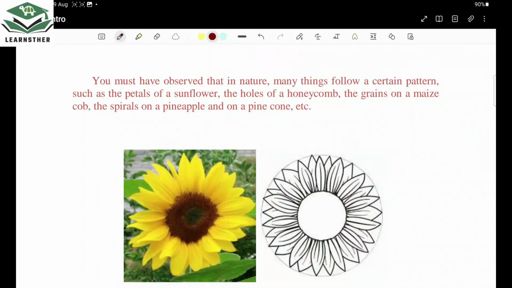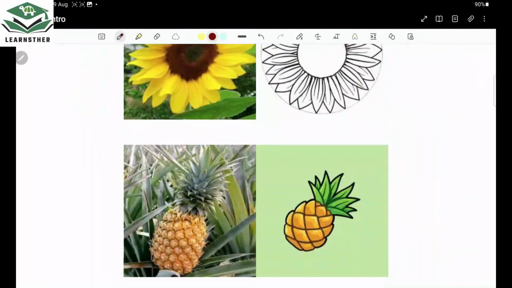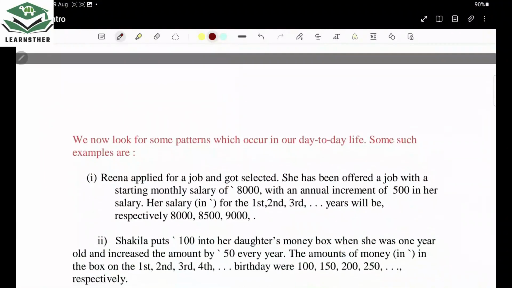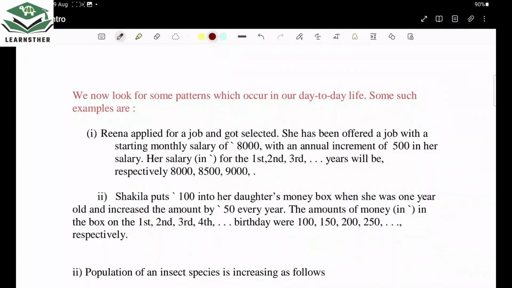So, you must have observed that in nature, many things follow a certain pattern, okay? Such as petals of a sunflower. You see this? Following a certain pattern, okay? Or a pineapple. So, now we look for some patterns which occur in our day-to-day life.